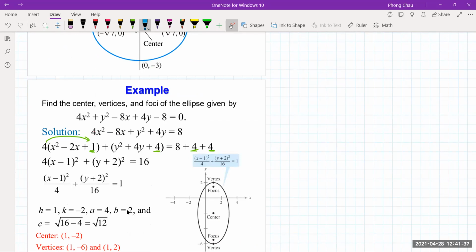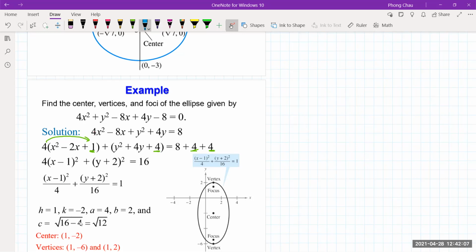Then from here, I can figure out the c again using the same formula. C squared equals a squared minus b squared. So c squared is 16 minus 4. When we solve for c, we take the root from both sides. We end up with c is root 12. Okay, c is root 12. Now, the center, again, is 1, -2, h and k.